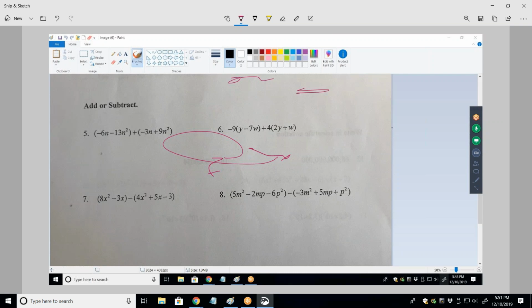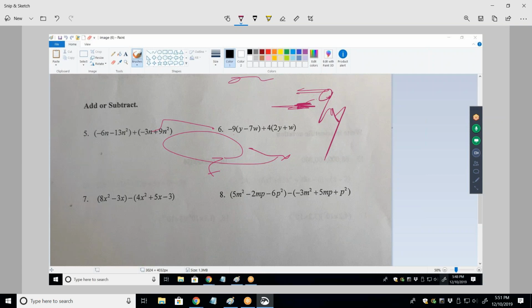Minus 9y. Do not drop negative signs. Everybody wants to drop negative signs. Do not drop them. You will get the wrong answer every single time. Negative signs are absolutely as important as positive signs. Do not drop them. Okay? So minus 9 times y is minus 9y. What's next? What's minus 9 times minus 7w? Negative 63y. Use your calculator.